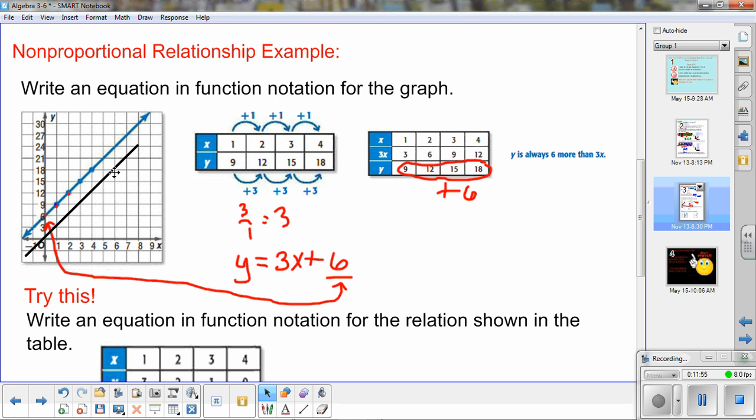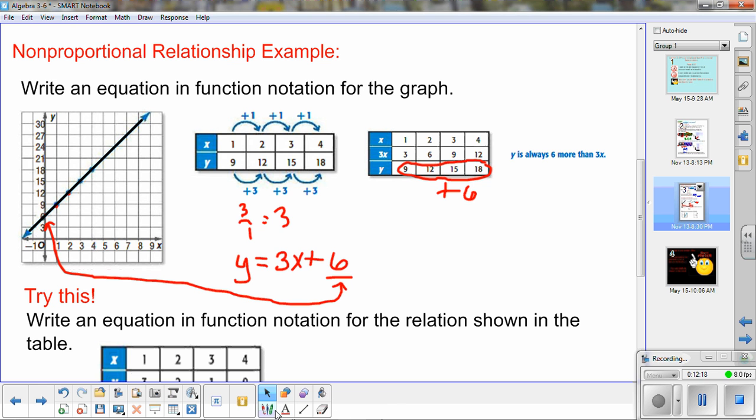But I'm taking it and I'm shifting it up. I'm shifting that line up 6 units. So that's why we have to add 6. So we take the y equals 3x and we add 6 to it because it's moved up 6 units. It's crossing the y-axis at 6.